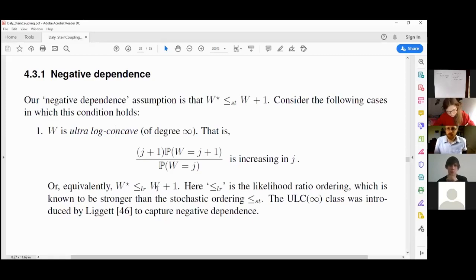If you're not, then don't worry, I'm not going to use likelihood ratio orderings again, and we're not going to use ultralog concavity again. But just to mention that ultralog concavity is a stronger condition than this stochastic monotonicity that we're going to be assuming.